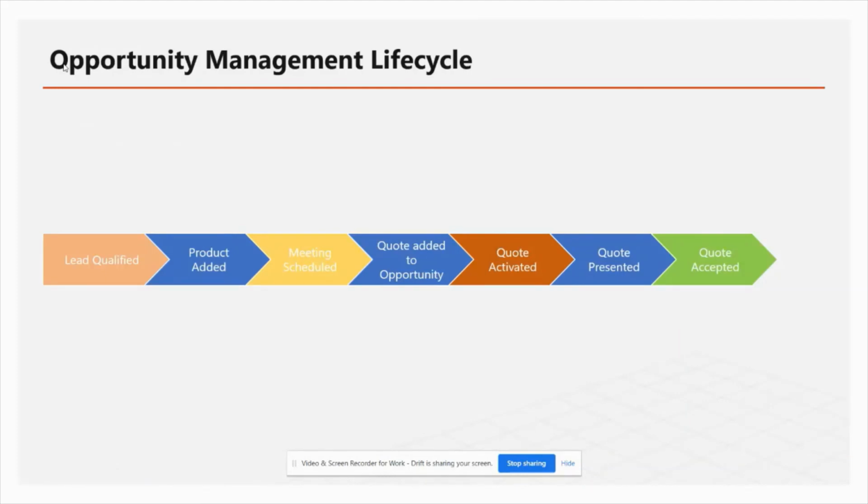So this is the opportunity life cycle. We have learned lead, qualified, right? So everything, like the meeting is scheduled. We add the products, and we need to present the quote to the particular customer. We need to activate the quote. We need to present the quote, and after the quote acceptance, we need to dispatch the order. So in the next video, we'll talk about practically how we can add the quote into the opportunity.